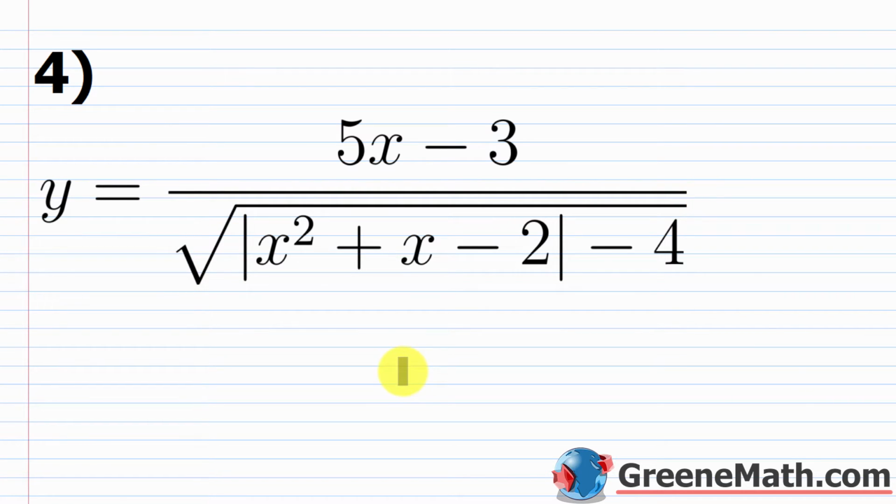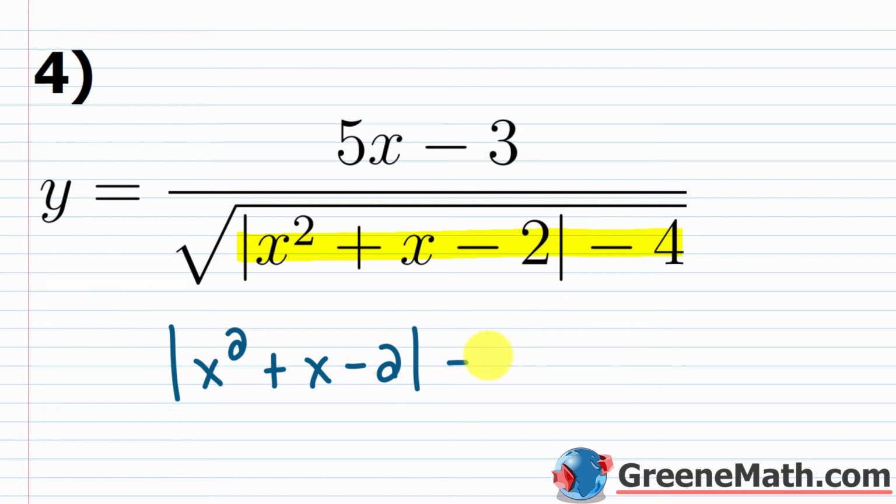When we have a square root and we're working in the real number system, we can't take the square root of a negative number. So the radicand needs to be non-negative, greater than or equal to 0. So let's start by saying the absolute value of x squared plus x minus 2, then minus 4, needs to be greater than or equal to 0. But there's a problem with what I just wrote. In the denominator, you cannot divide by 0. If I have the square root of 0, that would be 0, and then I'd have division by 0, which is undefined. So you have to make an adjustment because you're in the denominator. We would say the absolute value of x squared plus x minus 2, then minus 4, is strictly greater than 0.